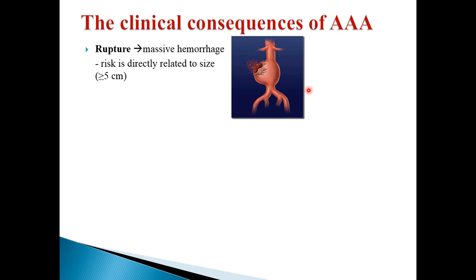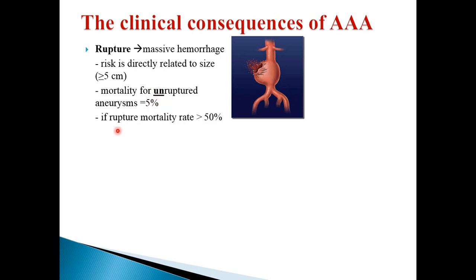The risk of rupture is directly related to the size or the diameter of the aneurysm. So aneurysms that have a diameter of more than 5 centimeters have a higher risk of rupture. The mortality for unruptured aneurysms is low in comparison. If rupture happens, mortality rate rises to more than 50%.